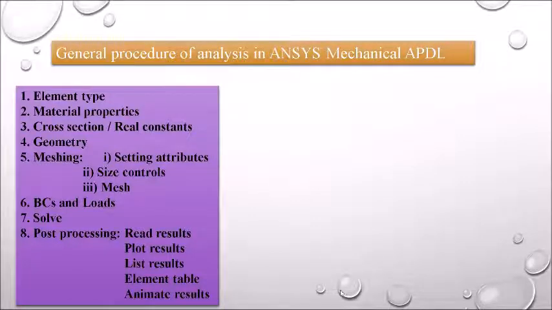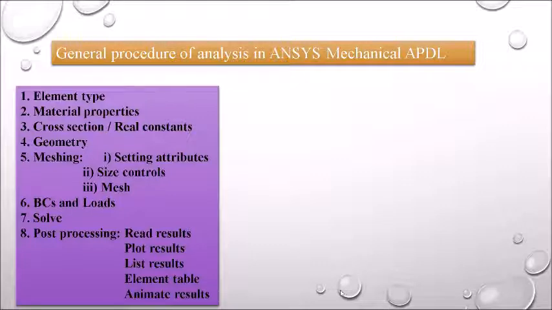Let us recall the general procedure of analysis used in ANSYS mechanical APDL. There are 8 steps. First step is to select the element type. Second step is to define the material properties. Third step is to give the cross-section details in cross-section or real constants. Fourth step is to create a geometry. Fifth step is to create meshing.